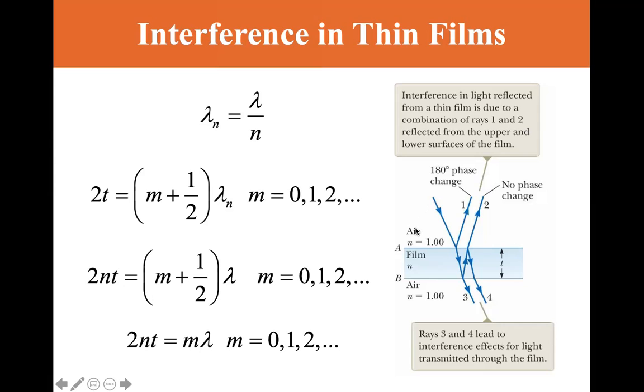Now, let's say this were air and this were a film, some kind of protective coating, and this is a glass lens. It would be different because you'd get a 180-degree phase change here and a 180-degree phase change here. So it reverses the situation, and that's something to remember.